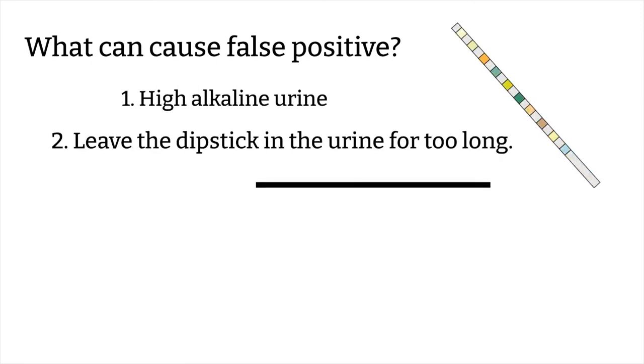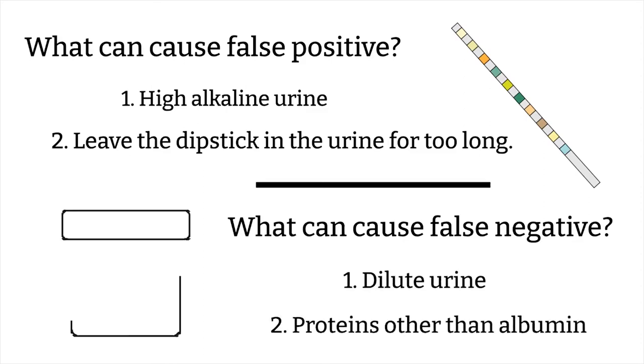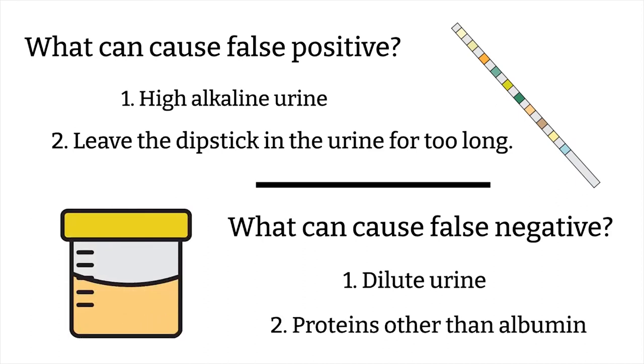There are a few reasons that cause false negative test results for protein. The first one is if the urine is too dilute. The second is if there are other proteins present in the urine besides albumin. Like I said, the pad is more sensitive to albumin.